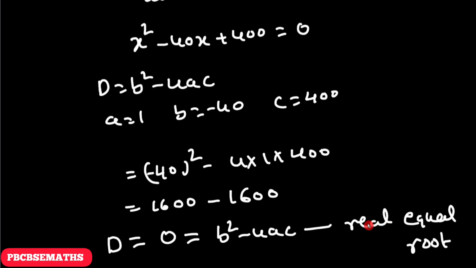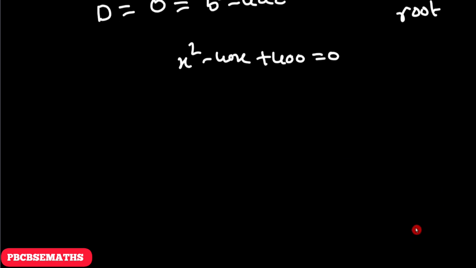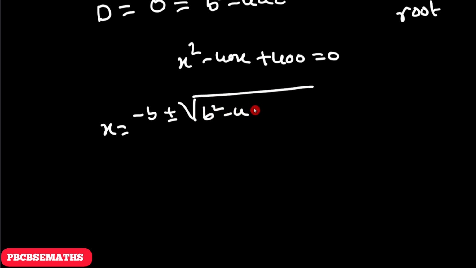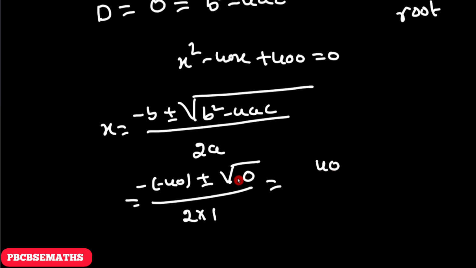Now, let's try to solve this quadratic equation with the help of the quadratic formula. The quadratic equation we have here is x square minus 40x plus 400 equals 0, and the quadratic formula is x equals minus b plus or minus square root of b square minus 4ac, divided by 2 times a. We have the value of b as minus 40, so we can write it as minus of minus 40 plus or minus square root of b square minus 4ac, which is 0, divided by 2 into the value of a, which is 1. That gives us 40 plus or minus square root of 0, divided by 2.